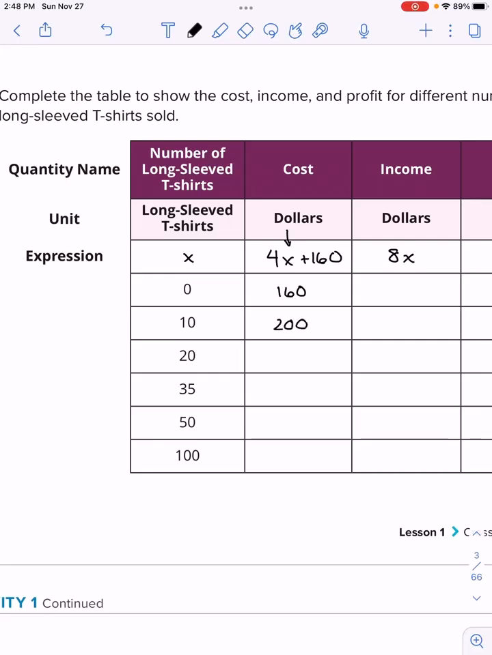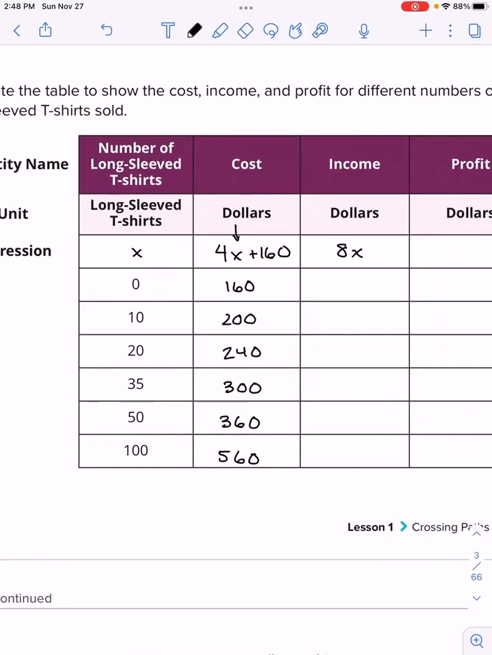If we plug a 20 in there, 4 times 20 is 80. 80 plus 160 is 240. And this doesn't increase by a constant amount, but I'll give you the remaining values here. So this is 300, 360, and 560, right? If we went by equal increments for X, then we would have equal increments for the cost per shirt. Anyways, now moving on to income, right?